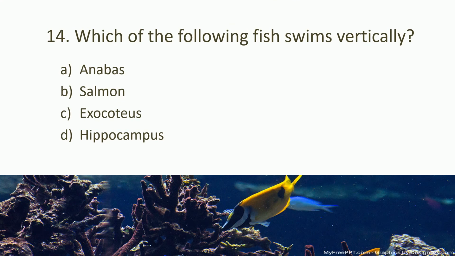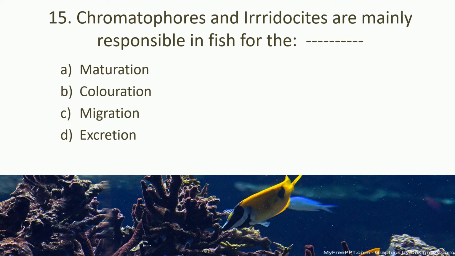14. Which of the following fish swims vertically? First option is anabas, B, salmon, C, exocoetus, D, hippocampus. Mostly D, hippocampus, that is the seahorse, moves vertically. 15th, chromatophores and iridocytes are mainly responsible in fish for dash. A, maturation, B, coloration, C, migration, D, excretion. Chromatophores, that is the pigments, and iridocytes, which are silver in color, are mostly responsible for the coloration of fishes. The right answer is B, coloration.